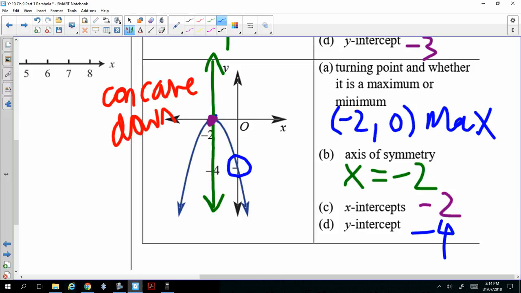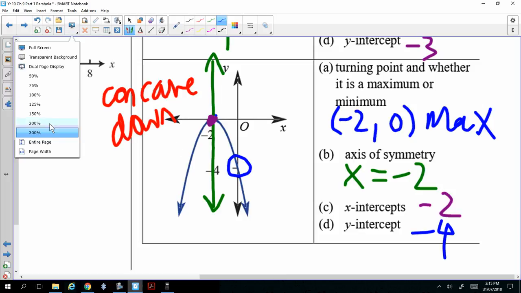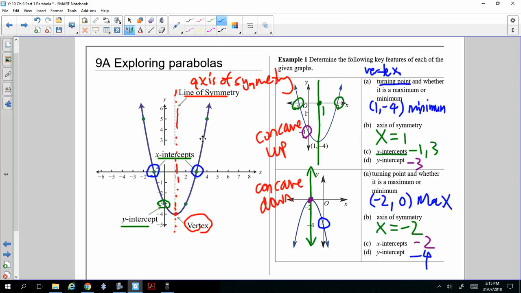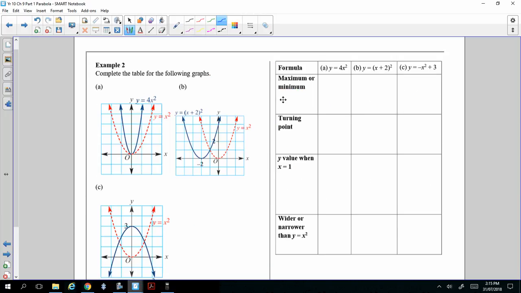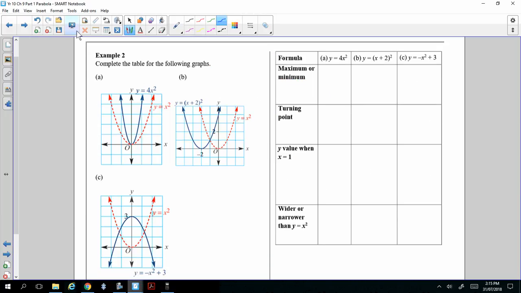Okay, we all know what to do. So it's very, very simple. You just have to look at the graph and write down what you need to write down. Okay, we've got one more page to go through, then you can do the exercise.